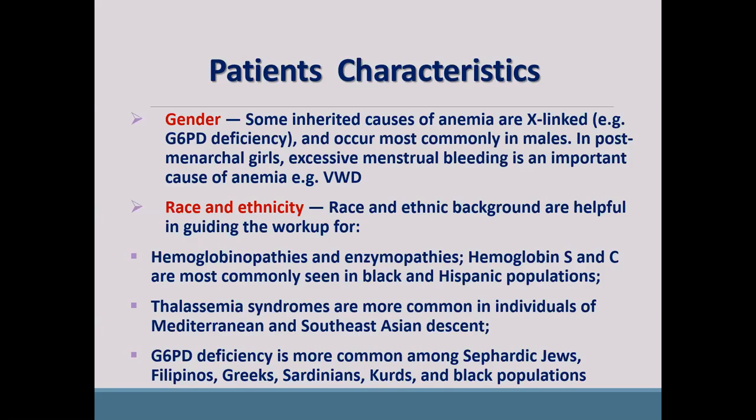Thalassemia syndromes are more common in individuals of Mediterranean and South Asian descent. Alpha thalassemia is more common in South Asian descent, while beta thalassemia is more common in the Mediterranean region. As I mentioned, G6PD is more common among Sephardic Jews, who are Mediterranean people, Filipinos, Greeks, Sardinians, Kurds, and a Black population who have a different type of G6PD deficiency.